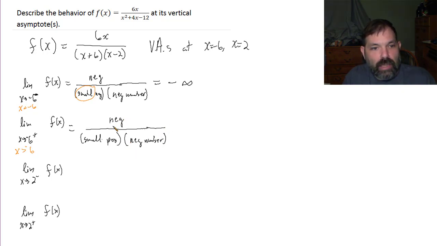So let's see, I have a negative divided by a negative, which is positive. I'm again dividing by a small number, positive infinity.